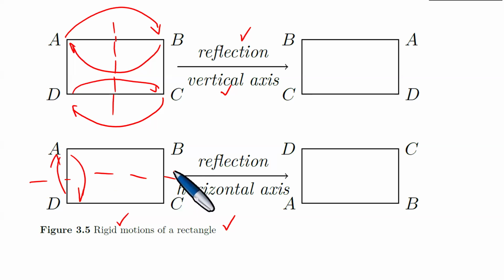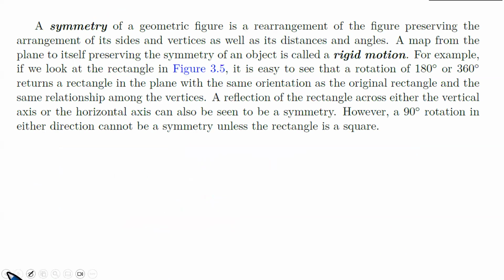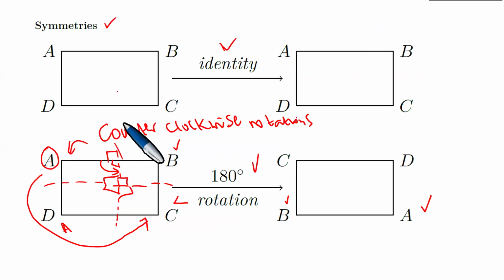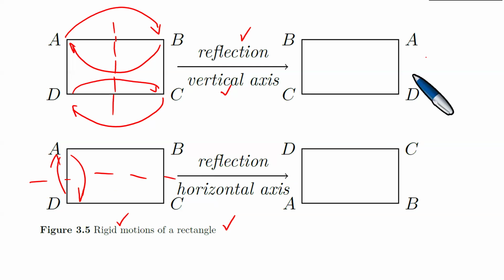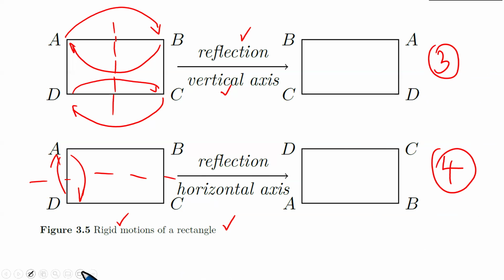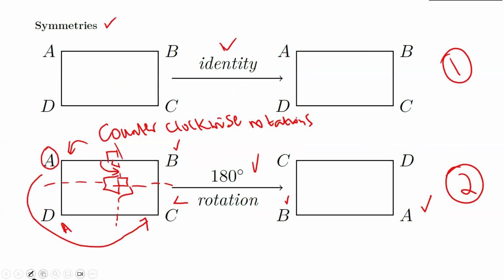In the same way, if your mirror faces B, B appears inside the mirror. If your mirror faces C, your C appears inside the mirror. So this becomes a reflection in the horizontal axis. Okay, I want us to note that we have one, two, three, four symmetries. Right, we're looking at the symmetries of a rectangle.